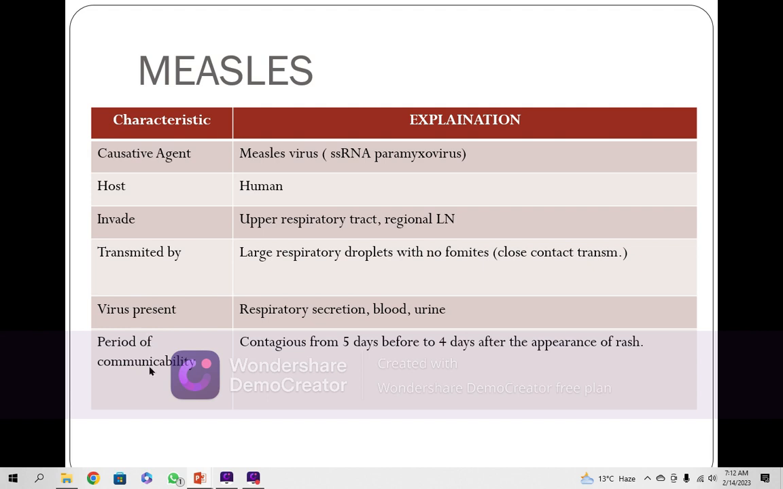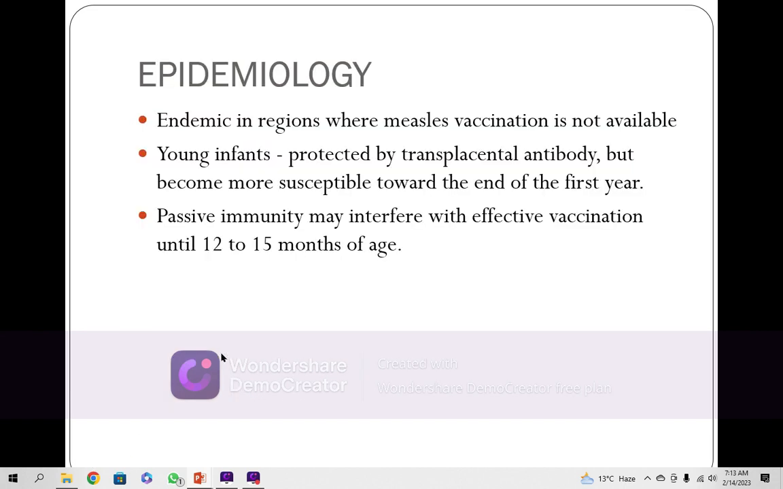The period of communicability is contagious from 5 days before to 4 days after the appearance of rash. So before this rash, 5 days. After the rash, 5 days, means total of 9 to 10 days. The period of communicability may be present. The other children in the family can be affected. It is endemic in the regions where the measles vaccination is not available. Measles vaccination is a part of the EPI in Pakistan.